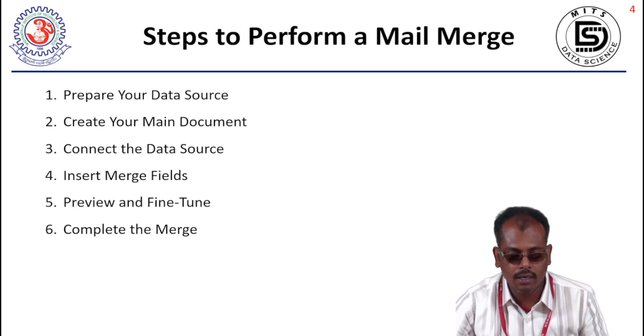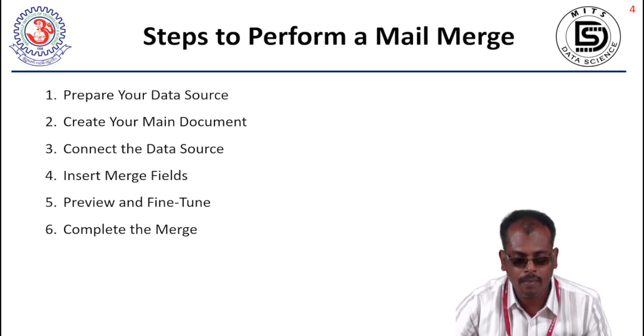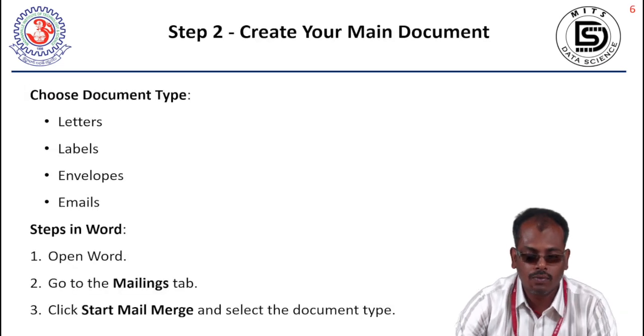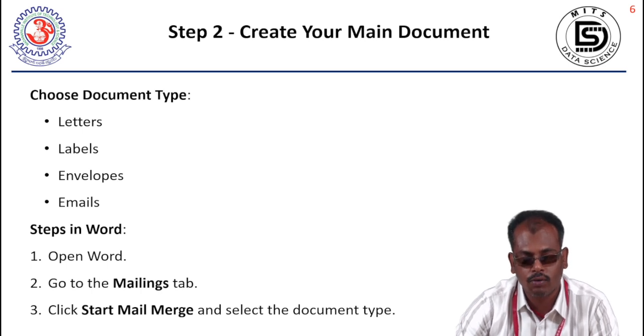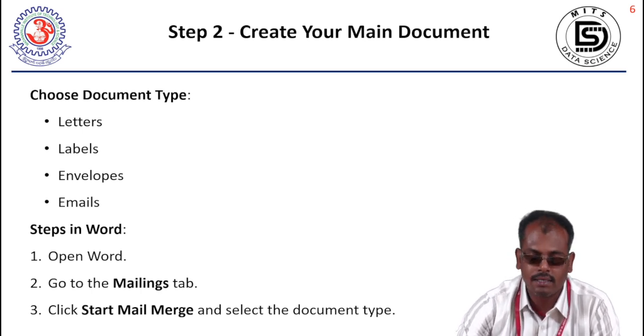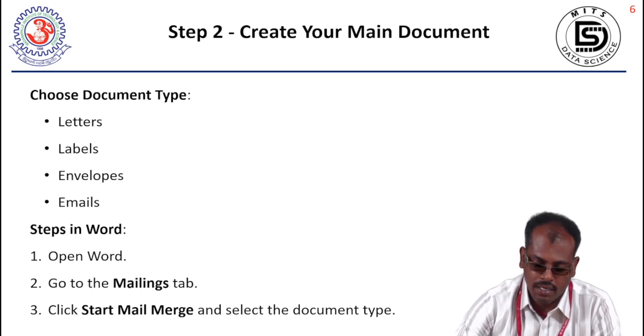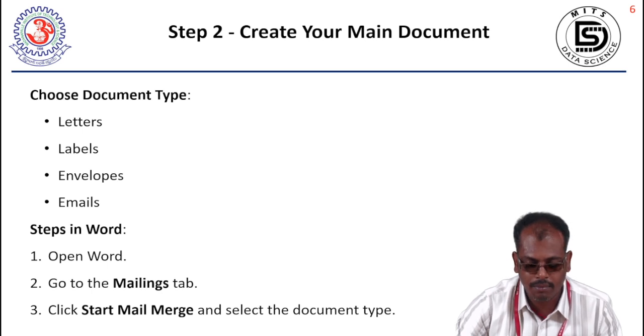This and all we will see practically. So immediately after you connect your data source to your document, you need to select the Mailings tab, which we will see definitely practically. In that Mailings tab, one feature is present over there, that is Start Mail Merge. You need to click on that Start Mail Merge option.